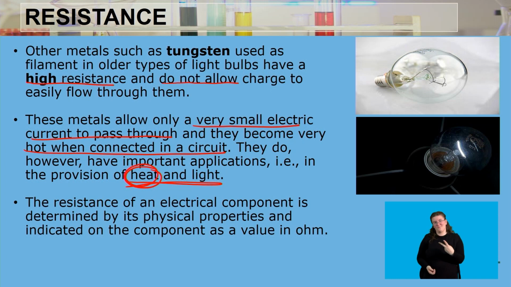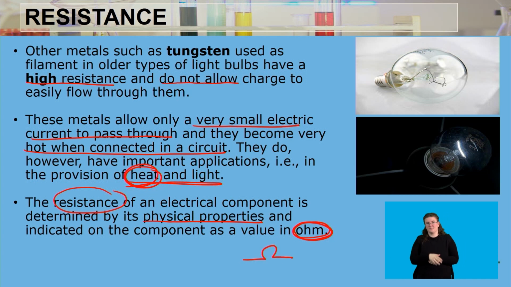Now, the resistance of an electric component is determined by its physical properties. So each resistor, or each conductor, has certain properties that are going to determine its resistance, and it is indicated on the component as a value in ohms. So the resistance is indicated in terms of ohms, and the symbol for ohm is the Greek symbol omega. So that is now the symbol for ohm.